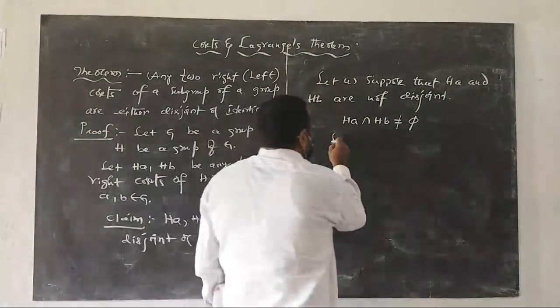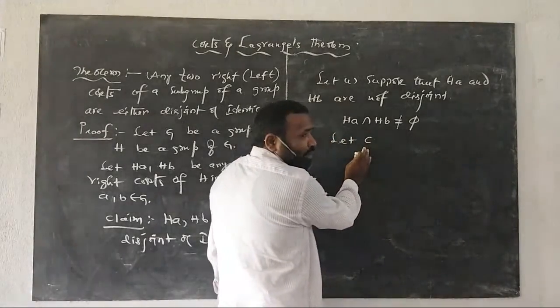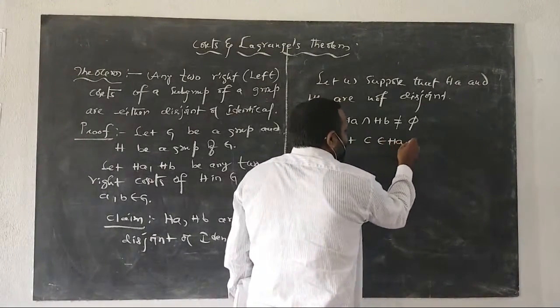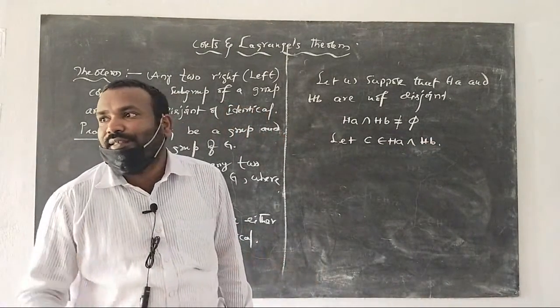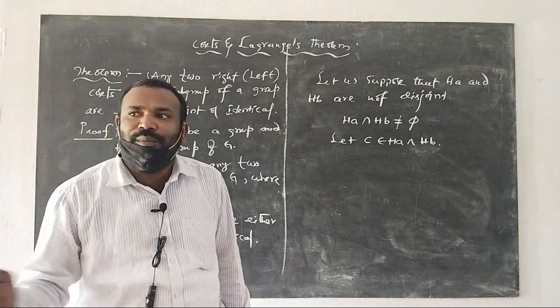So let C be the common element. C belongs to HA intersection HB. C is the element in common to both.